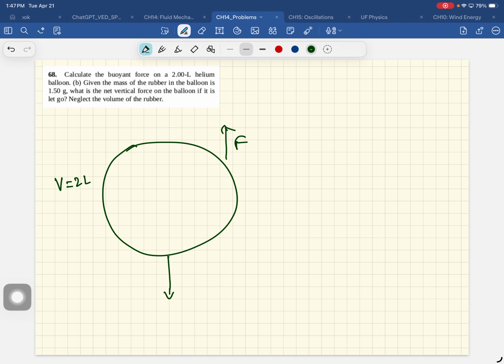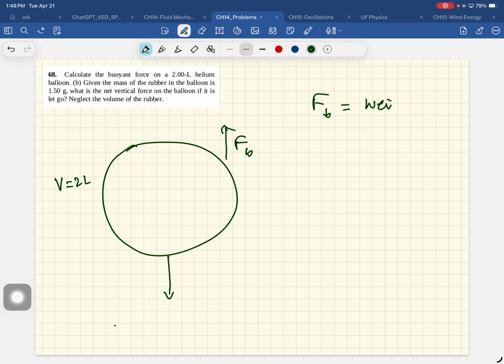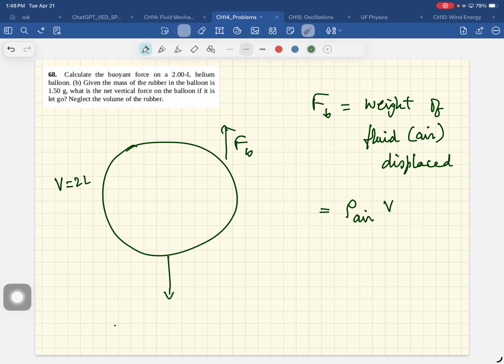All right. So let's calculate these. The buoyant force is the density of air. Density of air is 1.3 kg per meter cube. And the volume is 2 liters. 1 liter is 10 to the minus 3 meter cube. And times 9.8. So for a 2-liter balloon, the buoyant force is 1.3.